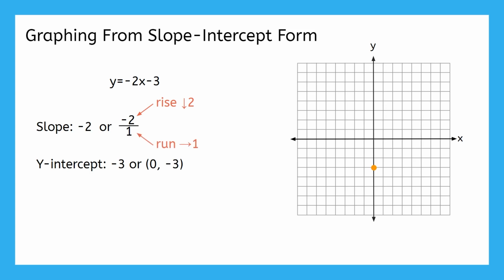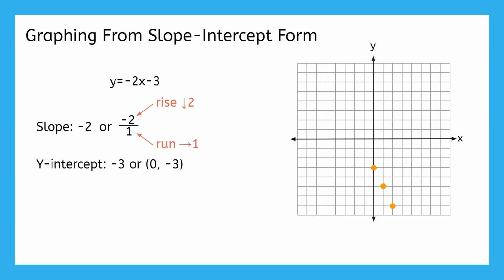I could start at my y-intercept, a point that we know is on the line, and then use my slope to get to another point on the line. I would go down 2 for the rise and right 1 for the run, which puts another point here. And I can keep going, down 2, right 1, to get another point. I've run out of room on my graph here, but I can also go backwards.